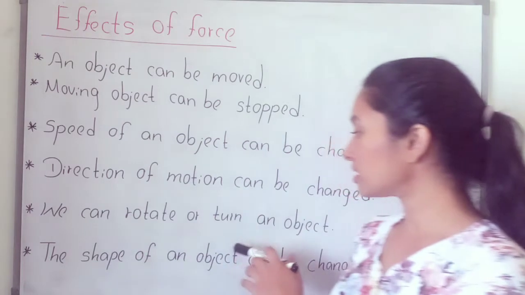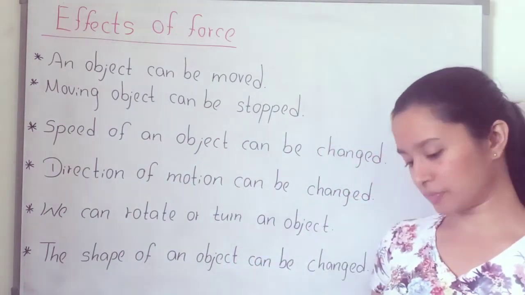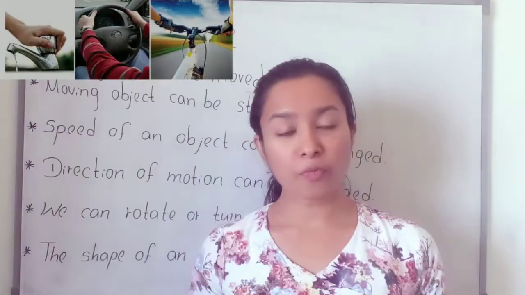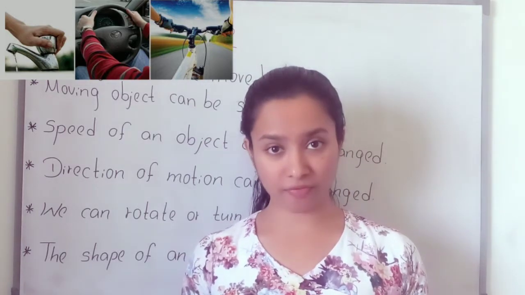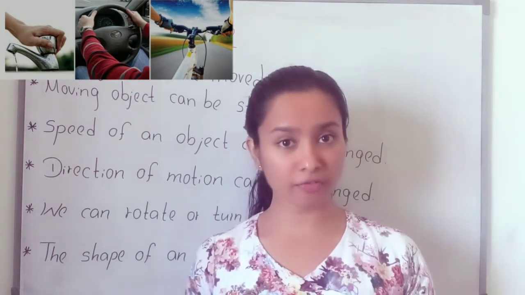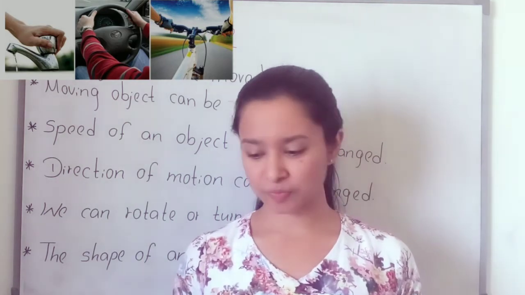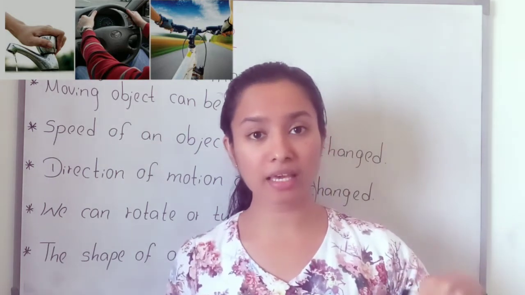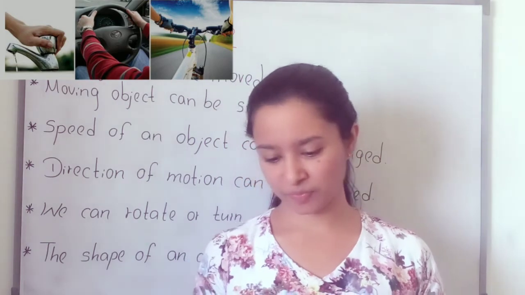Next one, we can rotate or turn an object. On page number 82, there are some pictures. When driving a car, a vehicle, we use the steering wheel. So we apply some force to the steering wheel to rotate it. And we can turn the tap by applying a force.